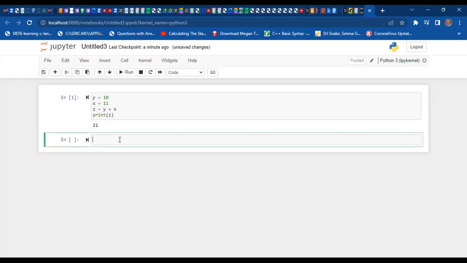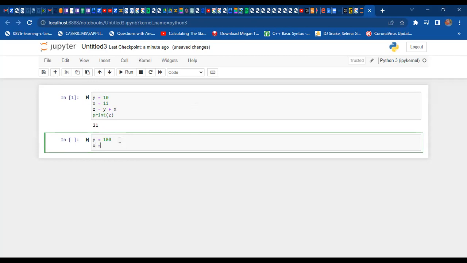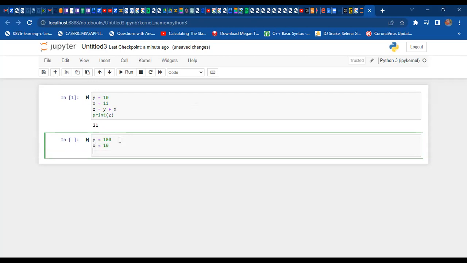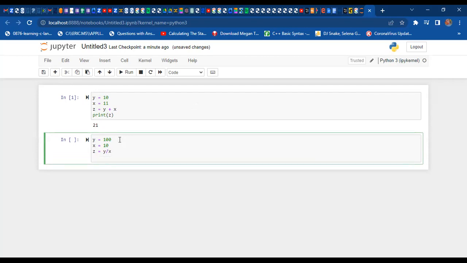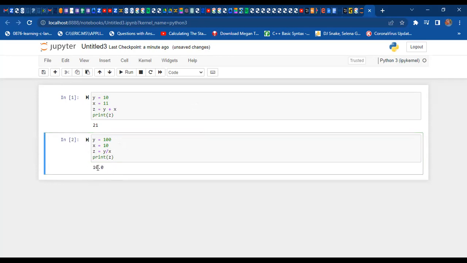Let's try division. Y is equal to 100, so that we prove that it gives you a float. X is equal to 10. Z is equal to y divided by x. Print z. As you can see, this is an integer, this is an integer, but instead of giving you an integer, it gives you a float. This is what we meant.